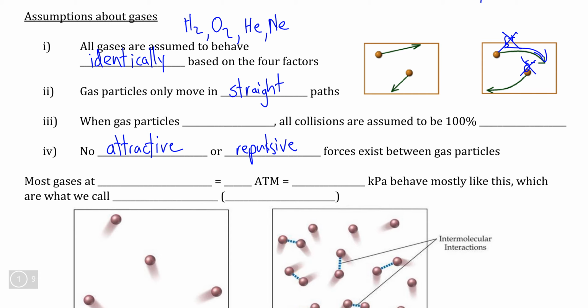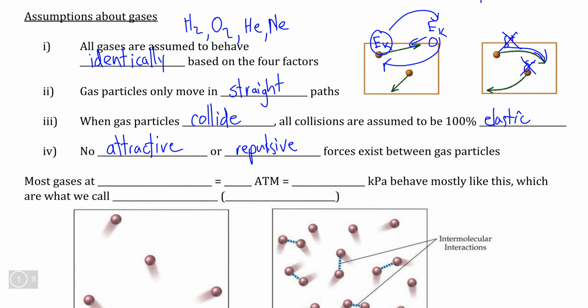And number three relates to how gases collide. When gas particles hit each other, the assumption is that all collisions are going to be 100% elastic. What this means is that when all gas particles move, they have a certain amount of kinetic energy, and an elastic collision assumes that the kinetic energy transfer that occurs from one gas particle to another is 100% efficient, and none of this energy is lost due to heat.